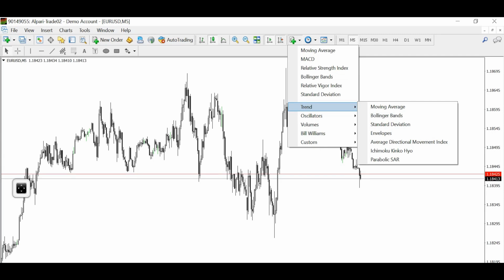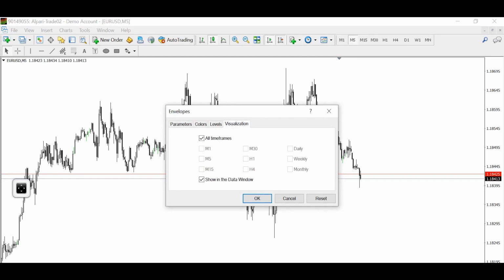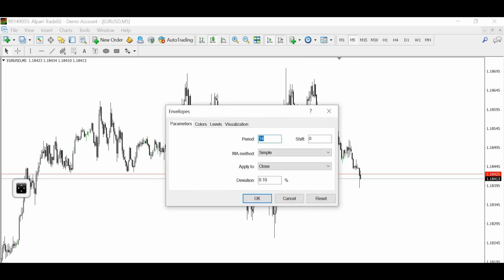We've already talked about moving average, Bollinger Bands, and ADX. We've covered Ichimoku, we've talked about parabolic SAR, and now we're moving on to envelopes. In this indicator, the period is set to 14, and there are different levels. We've set the colors to blue and red, and its default degree of freedom is 10.